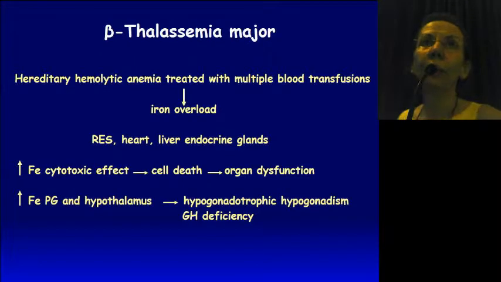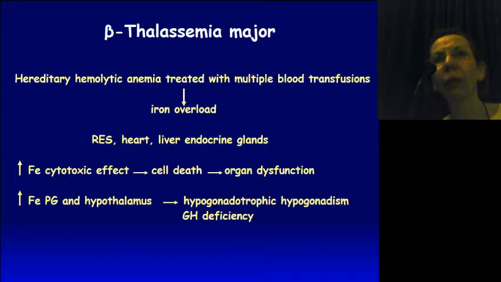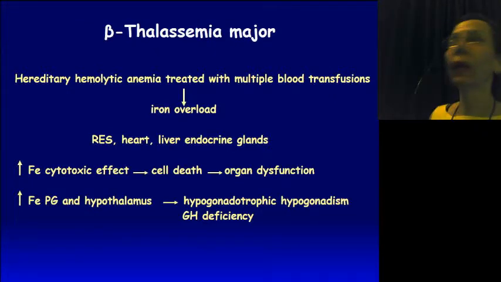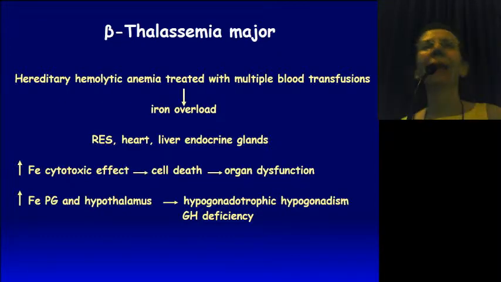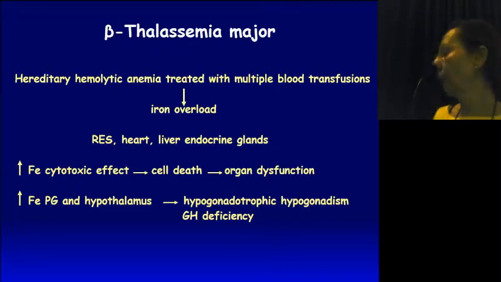Coming now to the beta thalassemia major. I don't know if you are familiar with this entity, but I will try to remind you what happens. This is a hereditary hemolytic anemia treated with multiple blood transfusions. And as every treatment, every replacement therapy has complications. And the complication we see in those cases is iron overload.